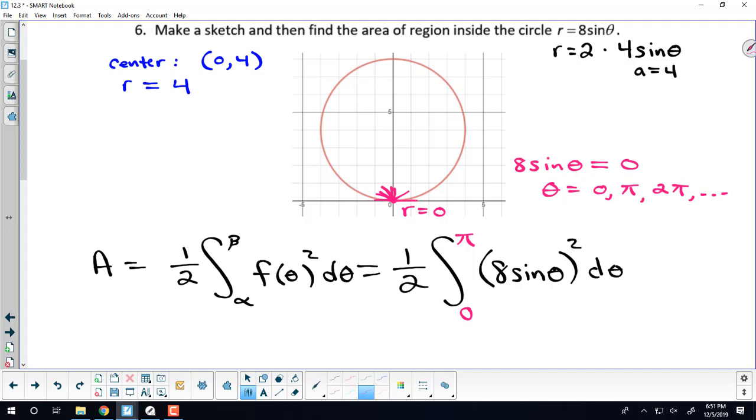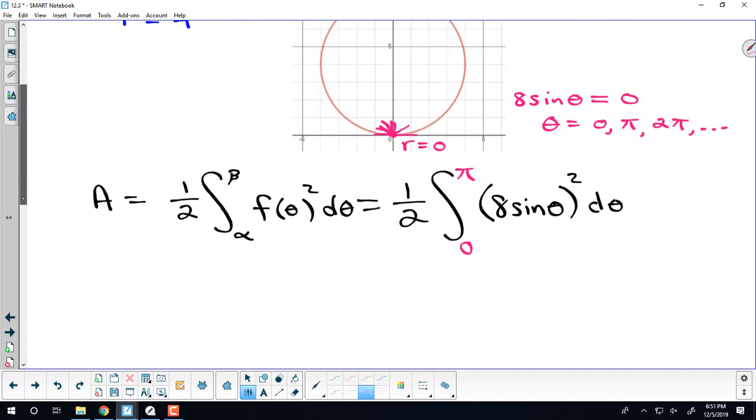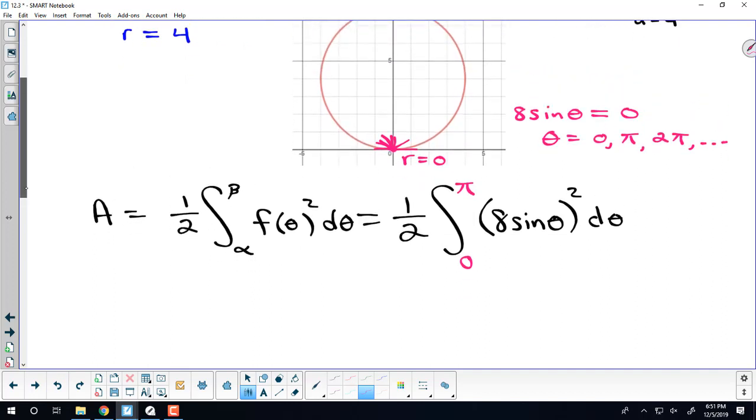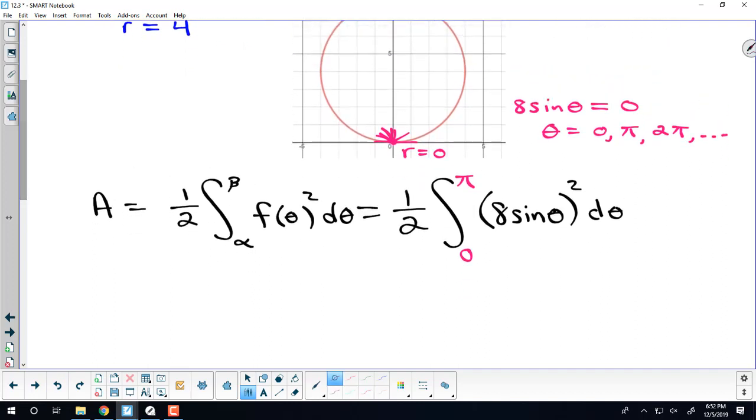We wouldn't want to go to 2 pi because if theta ranged from 0 to 2 pi, then we're getting all of this stuff out here too, and there's no area below the x-axis. So we wouldn't want to go all the way through 2 pi. So that's the area inside the circle.